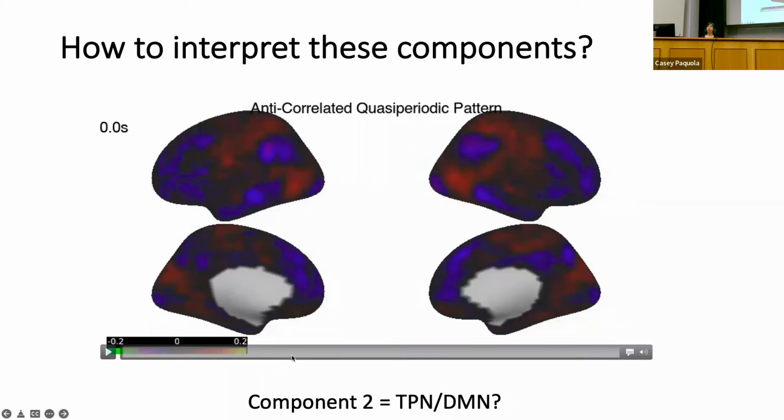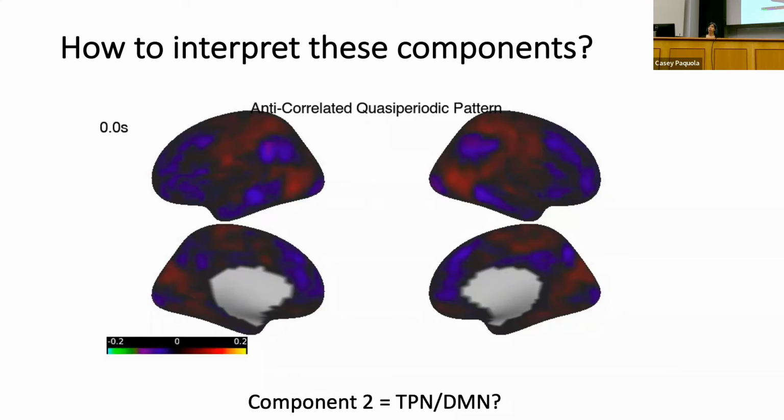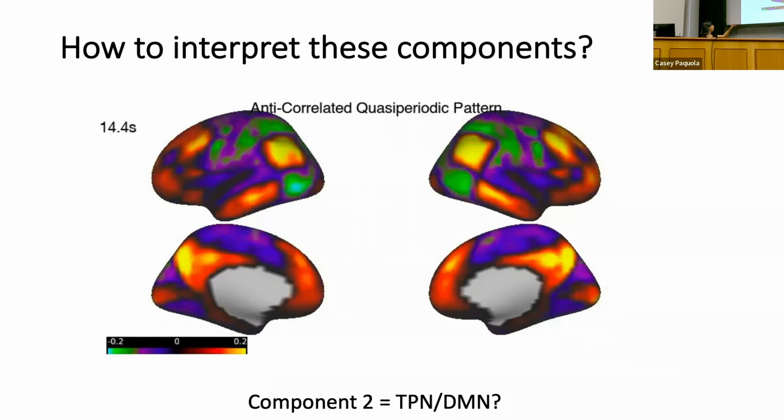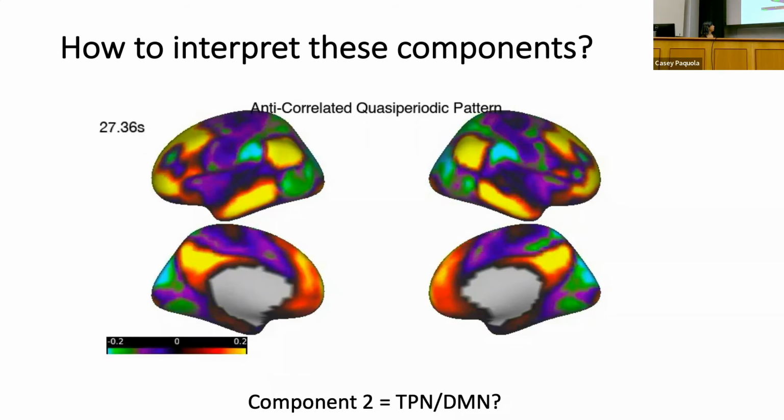And I should say here that we usually did QPP analysis after global signal regression, which is why we're not normally getting that global signal component. But here we think we're getting the same one. So here is the QPP that we normally get. And then here's our second principal component.